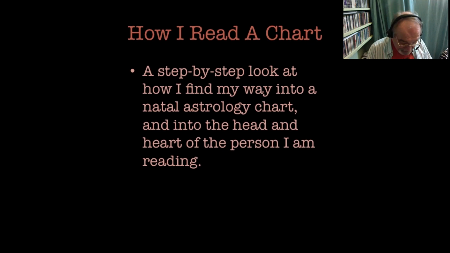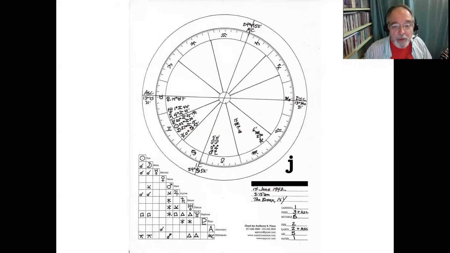So the first chart, here we go. We'll just call her J. It is a her, born on the 14th of June, 1942. And without even doing anything, the first thing I noticed right off the bat is there are a mess of planets over in the first and second house.